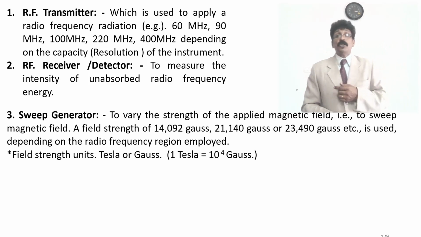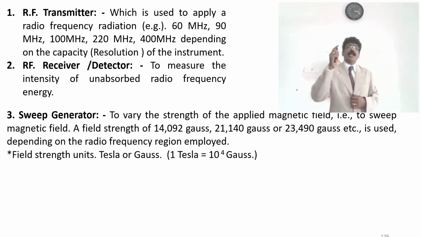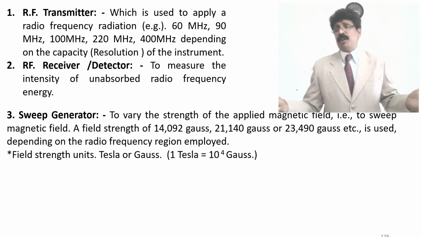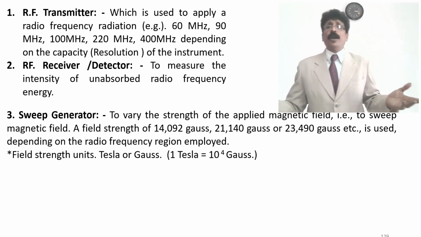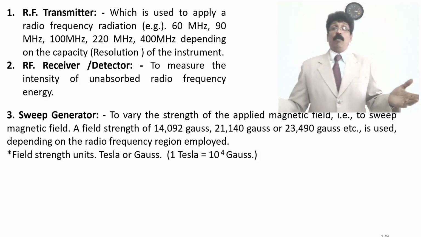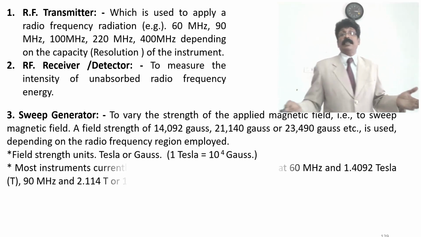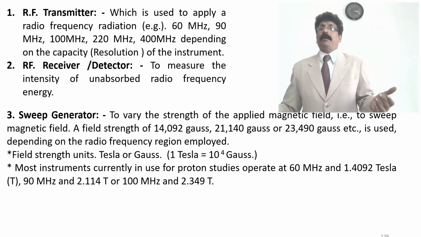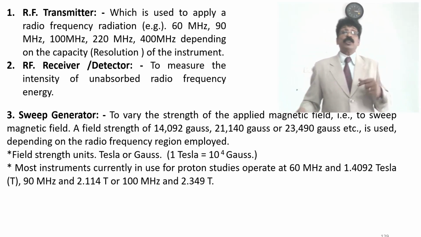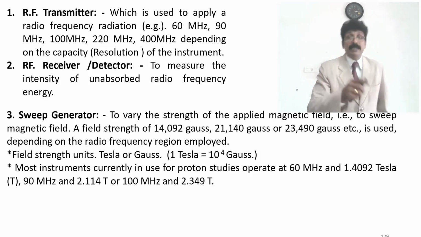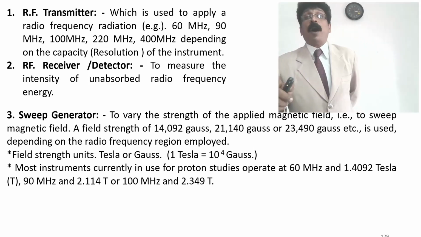So usually 1 tesla is equal to 10 to the power of 4 Gauss. So if you are saying 14,092 Gauss, it means 1.4092 tesla. Understand? Tesla is the unit of field strength of the magnetic field. So you should know what unit they are using for applying the magnetic field. Most instruments currently used in proton study operate at 60 megahertz, that is 1.4092 tesla.